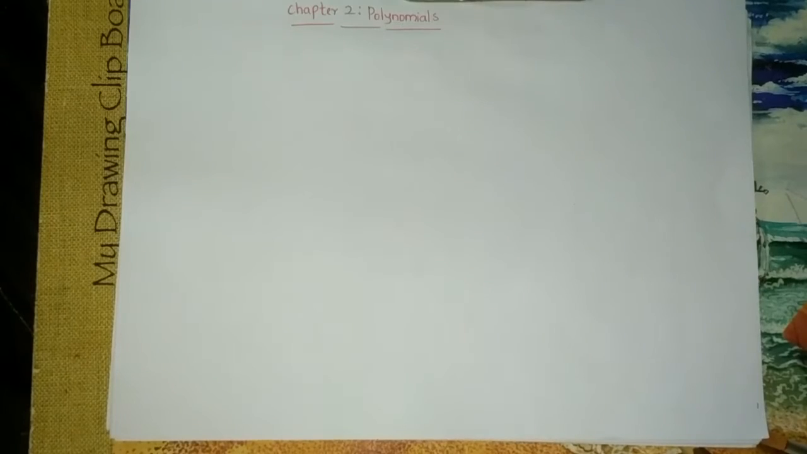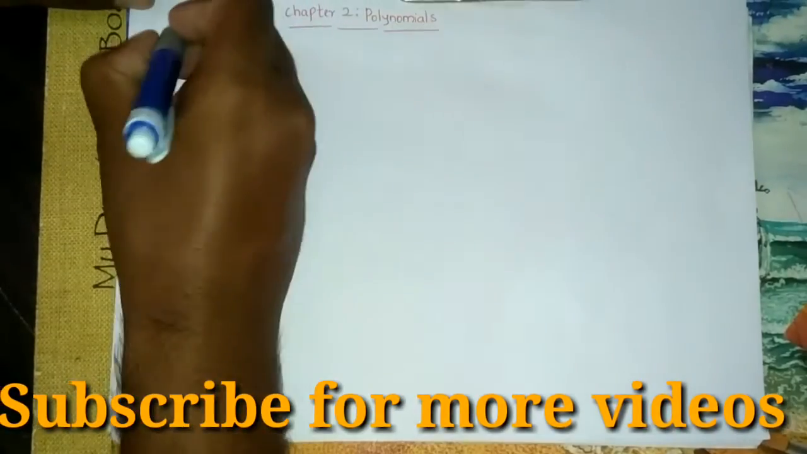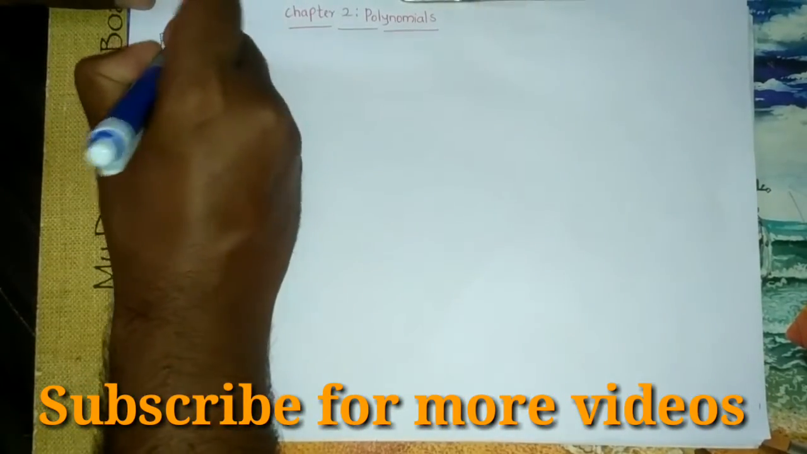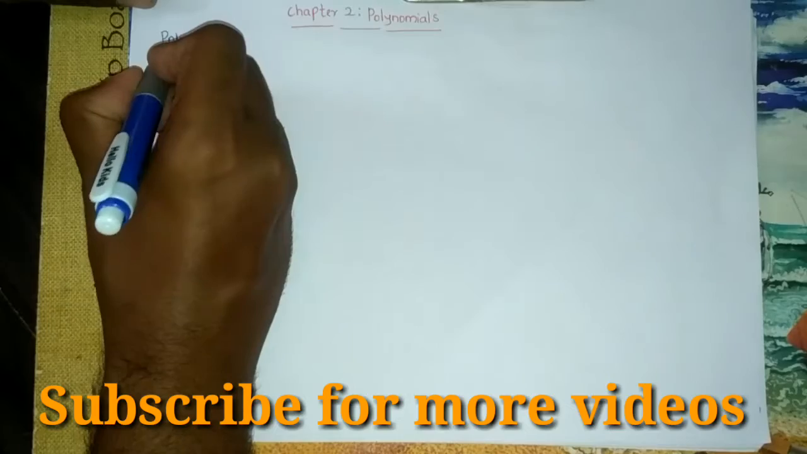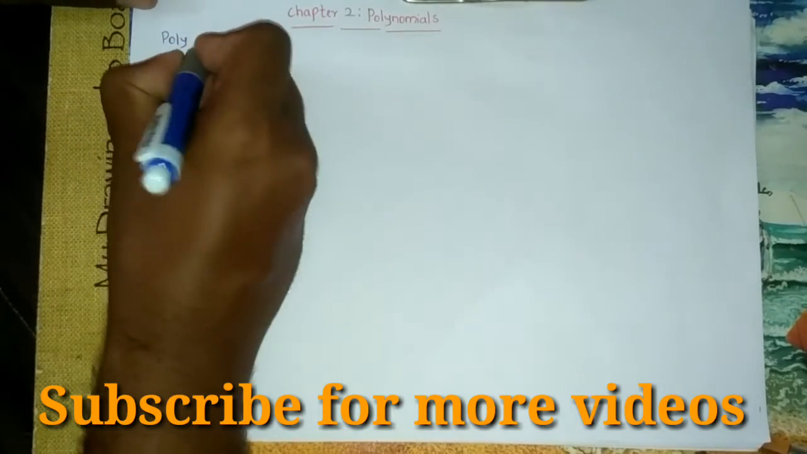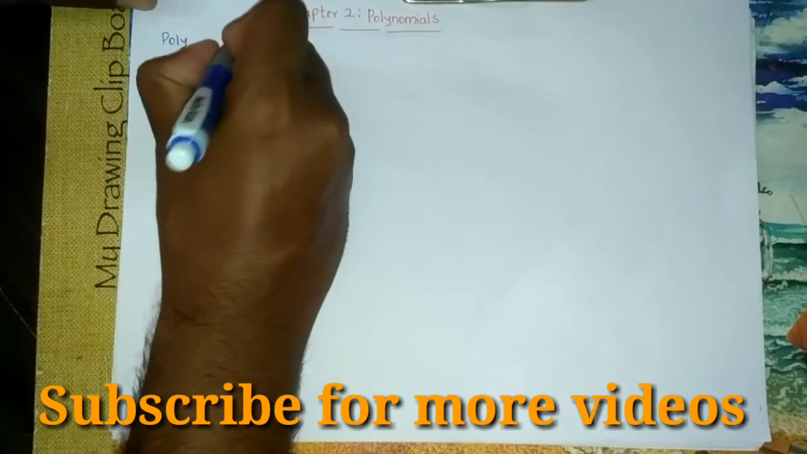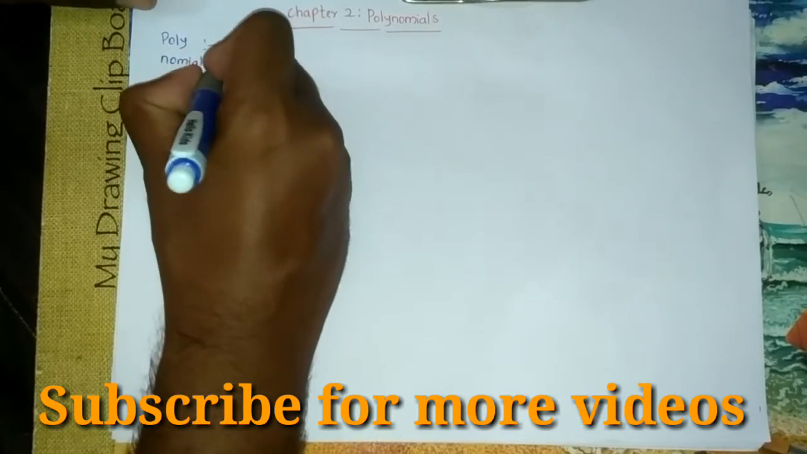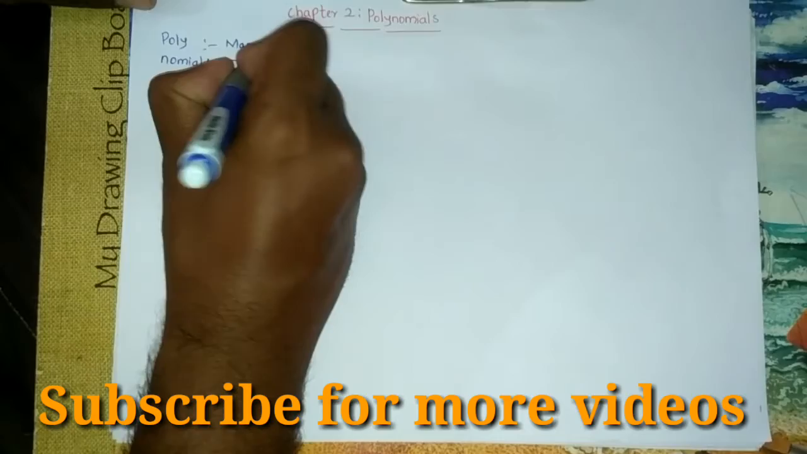In this video, we are going to learn chapter 2 polynomials of NCERT textbook. Let us try to understand what is the meaning of polynomials. So let me split this word. We have two words, one is poly, another is nomials. Here poly means many and nomials means terms.